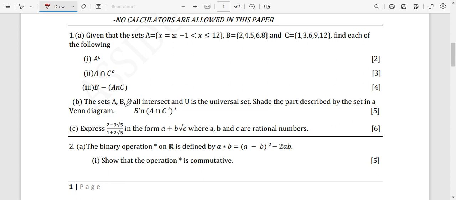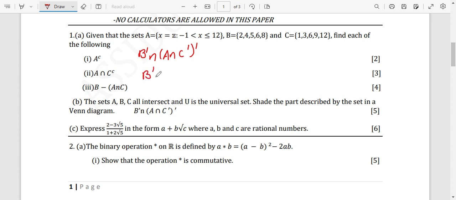The sets A, B, and C all intersect, and U is a universal set. Shade the part described by the sets in a Venn diagram: B complement intersect A intersect C complement with a complement. Friends, first thing simplify this. It actually has a mark for simplifying. 1 or 2 marks they'll give you.